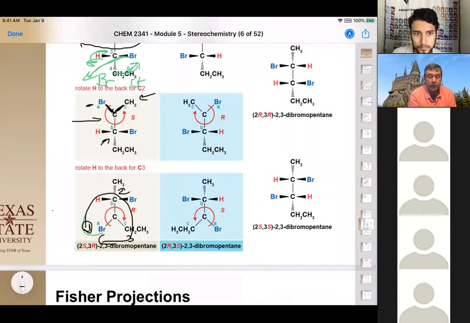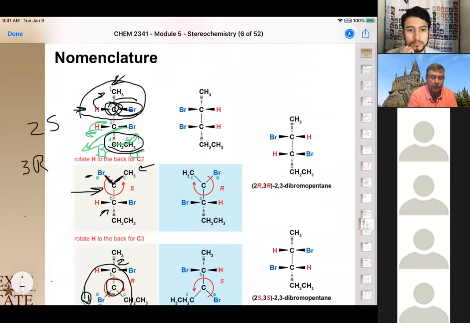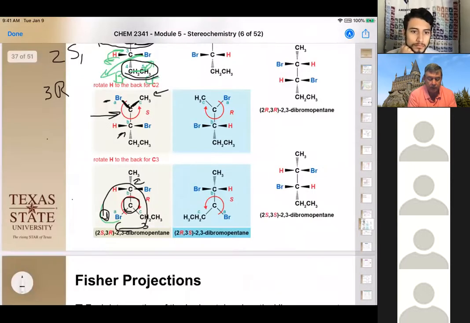So this was our 2 carbon, and let's go back up to here to show us why that's our 2 carbon. This is our 1 carbon, and this is our 2 carbon because it has the first attachment of something. This is a part of the chain to give us our pentane, but our number 1 carbon's here, which means our S assignment was on carbon number 2, 2S. Our R assignment was on the 3 carbon. So that's why we end up with the 2S, 3R-2,3-dibromopentane.